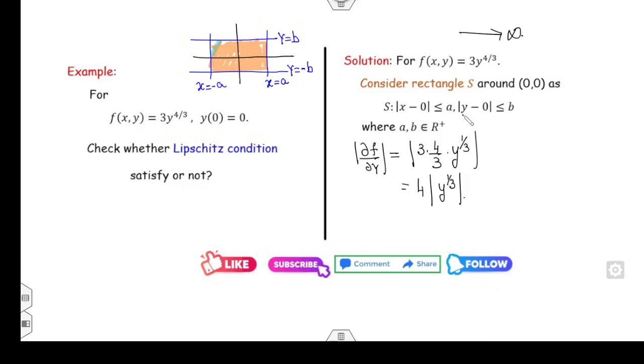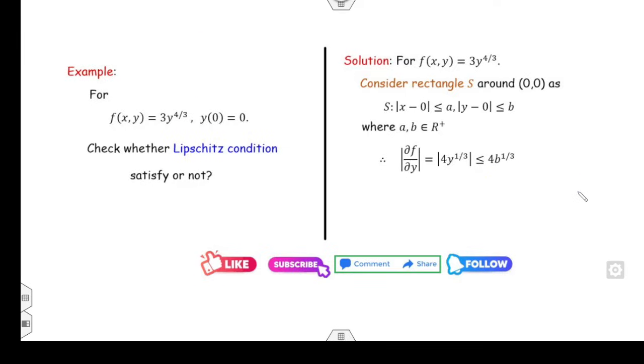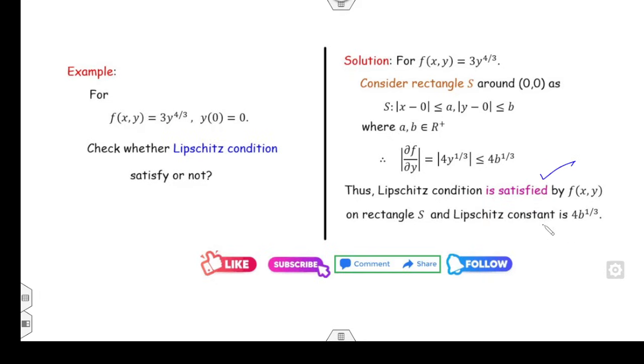Fine. And what is the value of y? You can see mod of y is less than or equal to b. So I can write this number is less than or equal to 4 times b raised to power 1 over 3, which is my finite number. Once it's a finite number, yes, you can say the Lipschitz condition is satisfied and the Lipschitz constant is 4b raised to power 1 by 3.